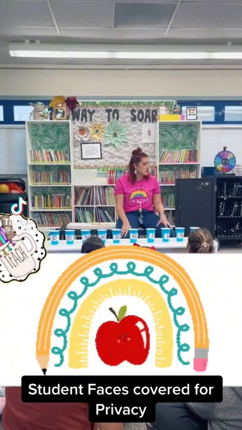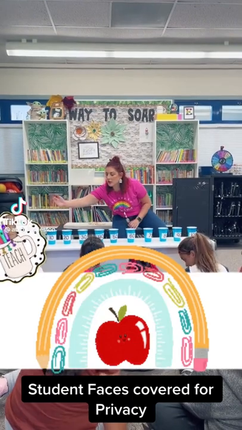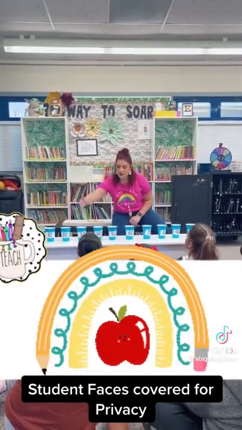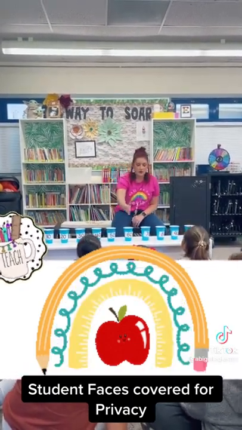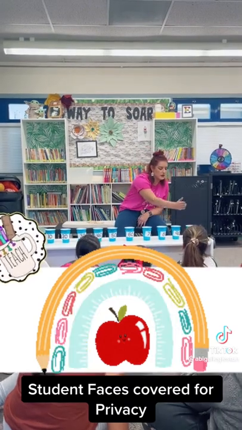Only the tens place is changing. So they're going up by 10. So we go up 10, 20, 30, 40, 50, 60, 70, 80, 90, 100.